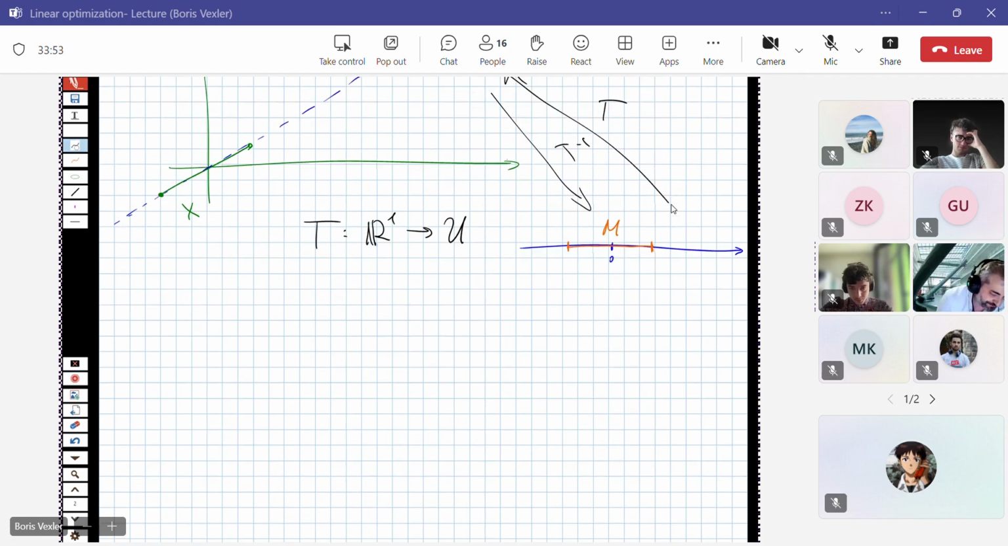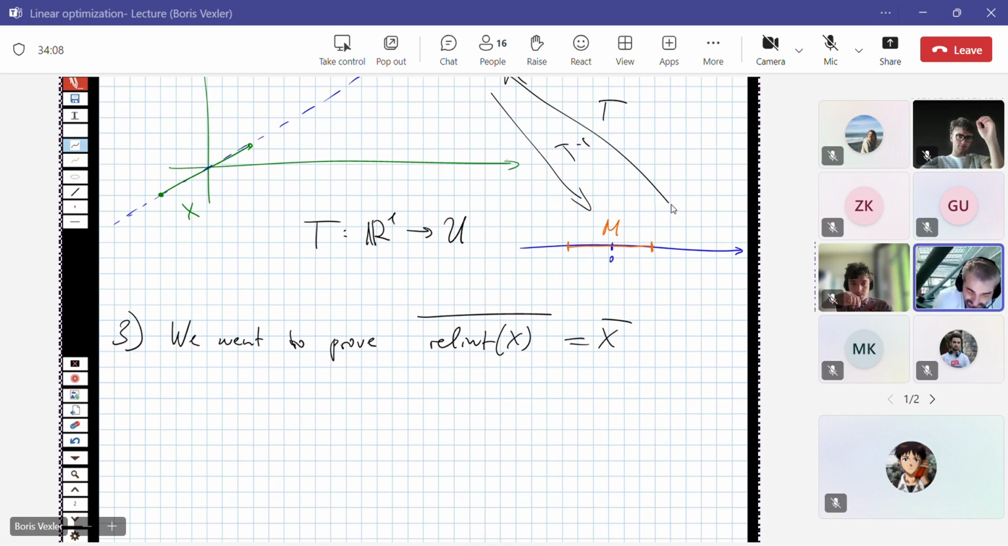Okay, now our third statement we want to prove: that the relative interior of X closure is equal to the closure of X. By this logic, this is equivalent to proving just that if you take the usual interior of M and then take the closure, it is equal to the closure of M. If we can prove this, then we are done, since by this translation of the result, it is the same.